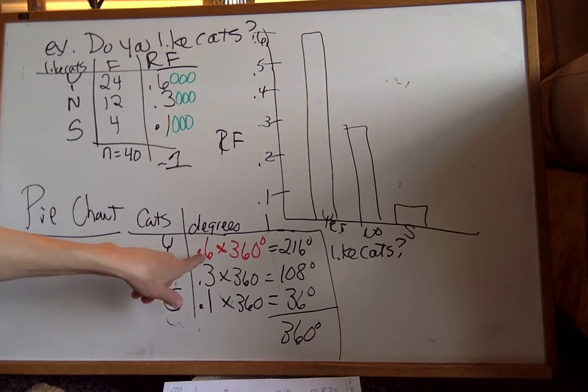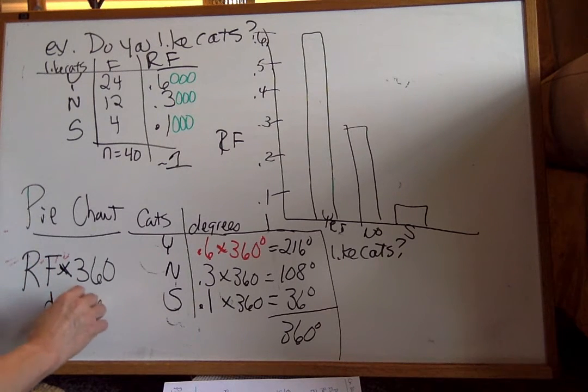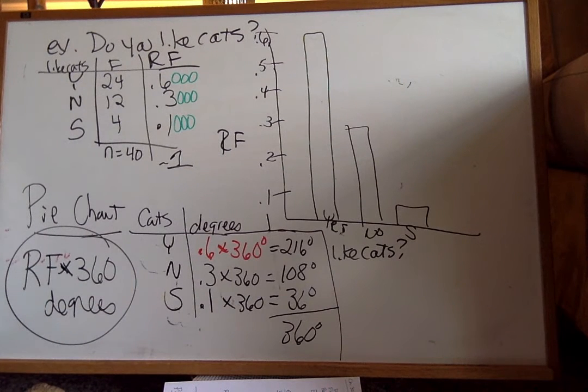So basically, it's your relative frequency in decimal form times 360. That's what gives you the degrees, right? So that's all you would have to do for me. You wouldn't have to actually draw it because none of us are very good at drawing 216 degrees really quick, right?